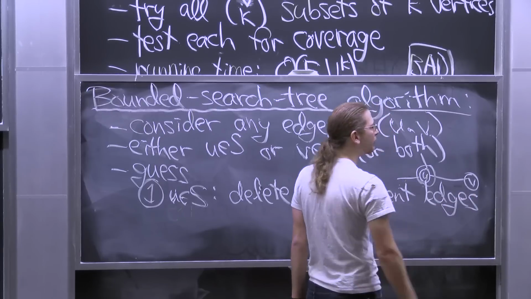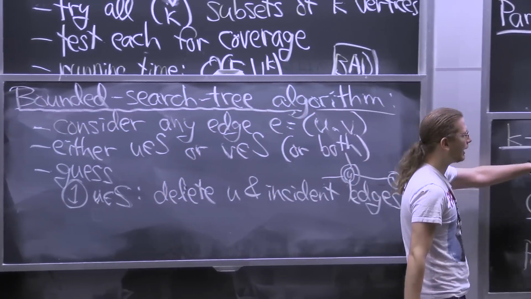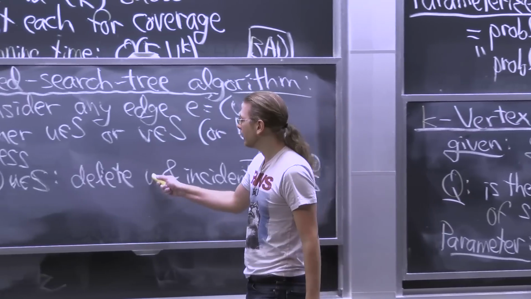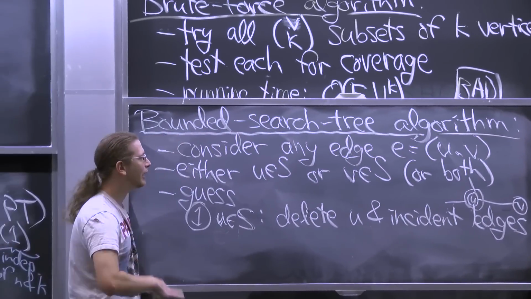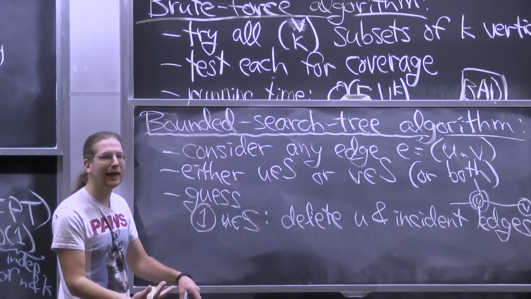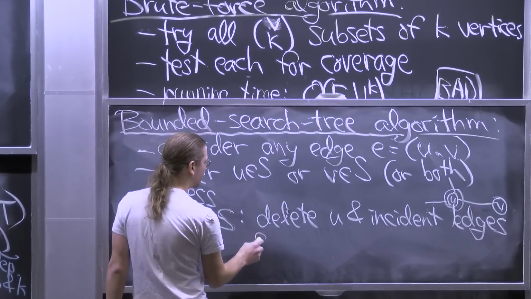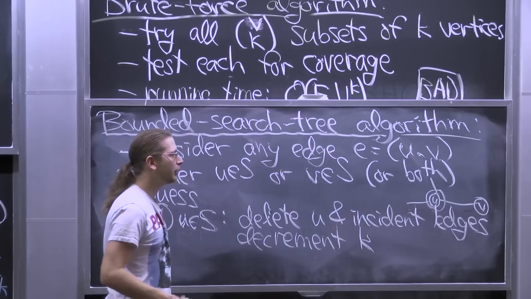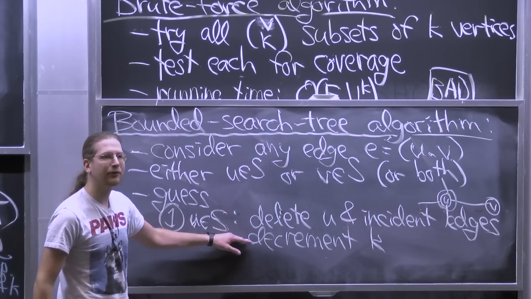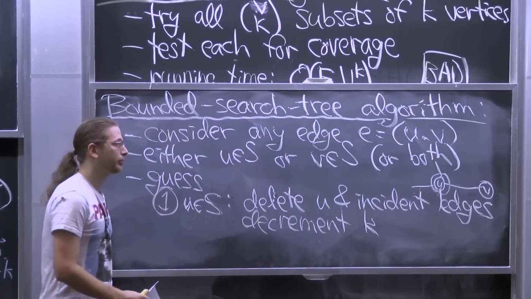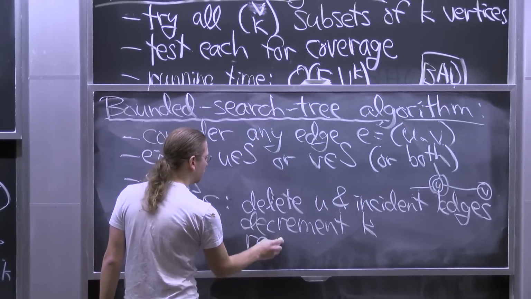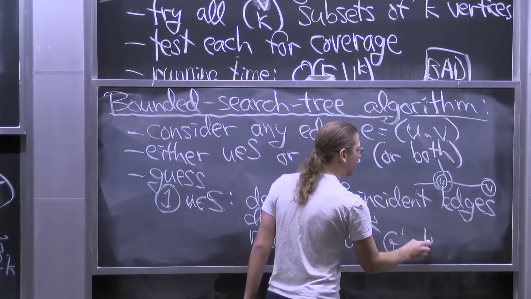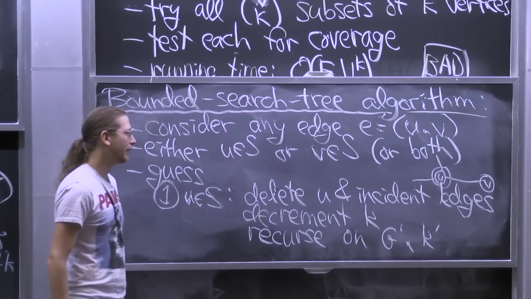Now we have a vertex cover instance. There's a new graph, but we also need to update K, because we just used one of those. We just added something to S, and then we deleted that from the graph, which means in our new graph, effectively, K has gone down by 1. So I'll say decrement K. Now I have a new instance, a new graph and a different value of K. Recurse of this algorithm. I'll call the new graph G prime and the new integer K prime. K prime equals K minus 1.